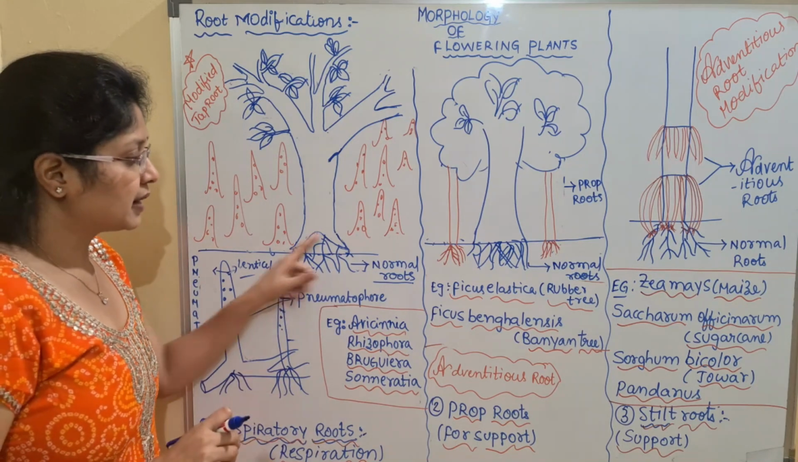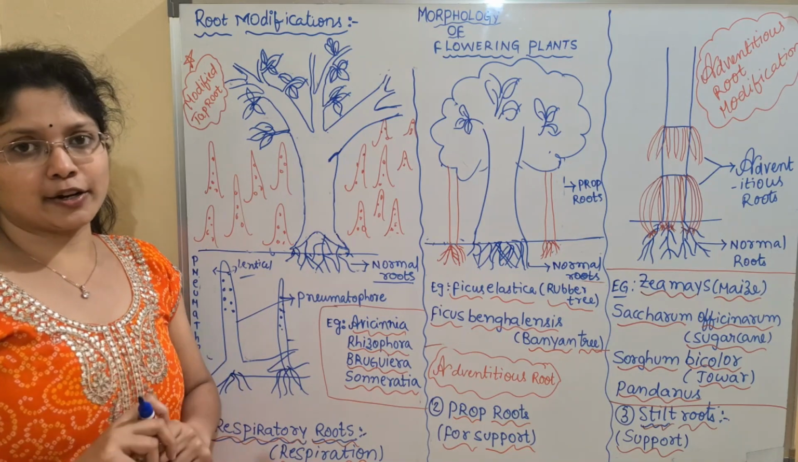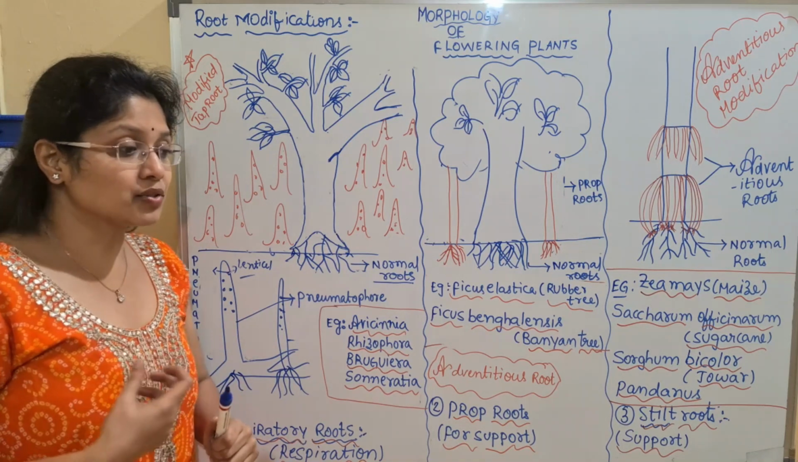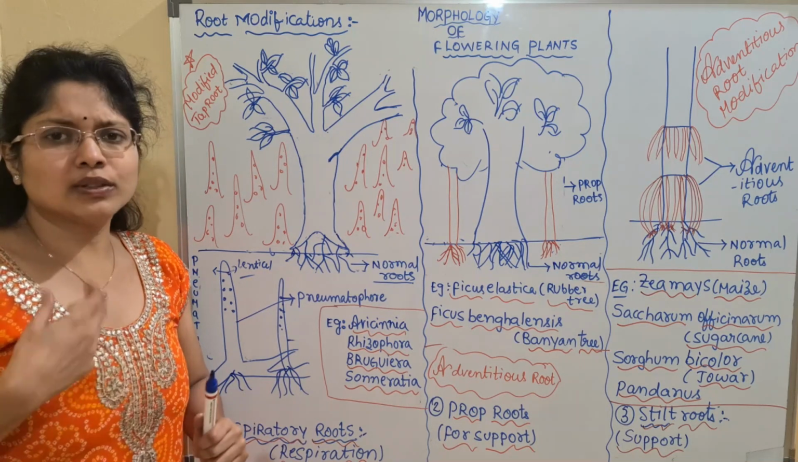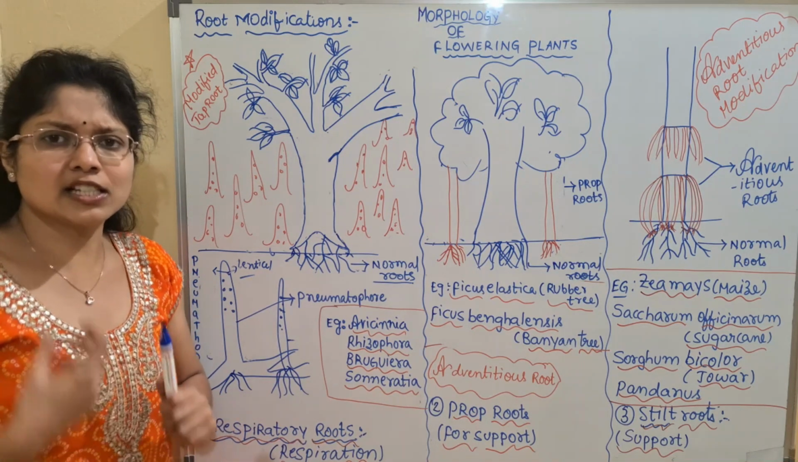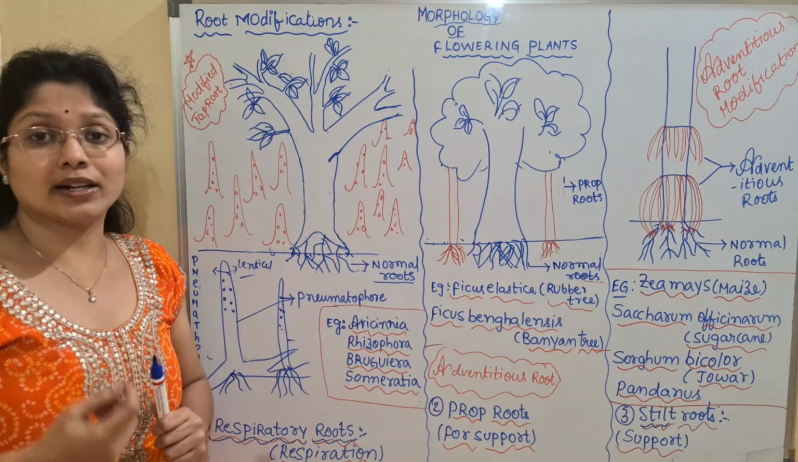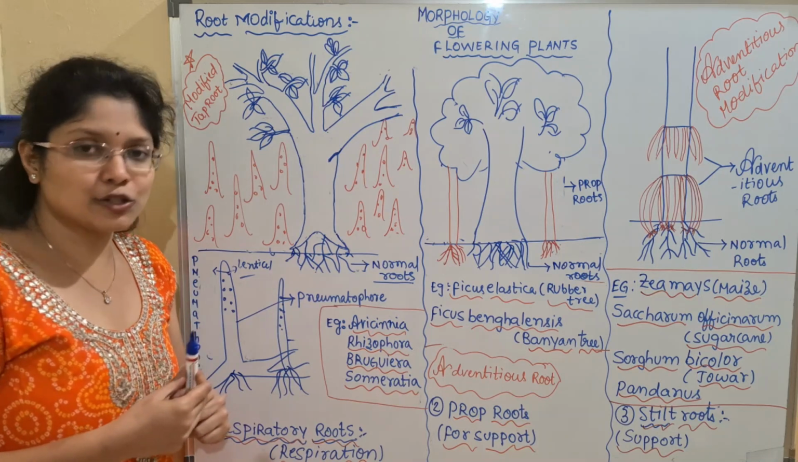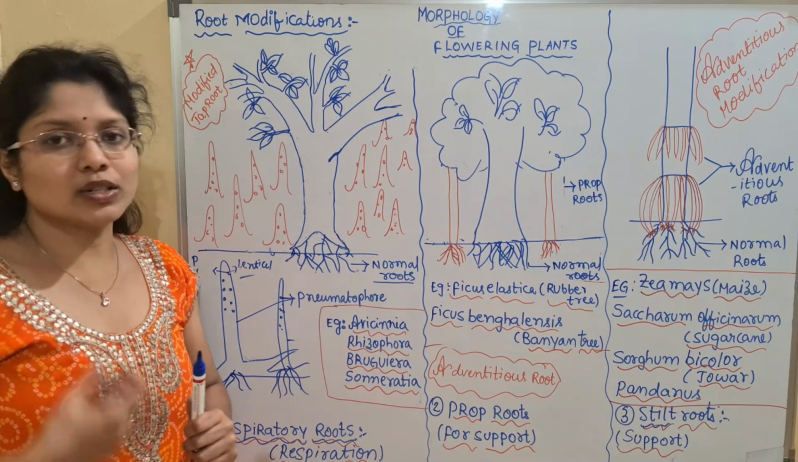For respiration they mainly have the respiratory roots, but they also have certain challenges, like how the seed has to grow once it is produced. The seeds also have certain adaptations like vivipary. We call it vivipary. Even in mammals you see vivipary. Vivipary means the young ones are born.